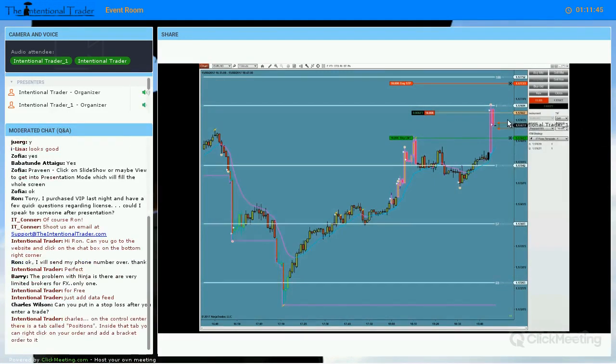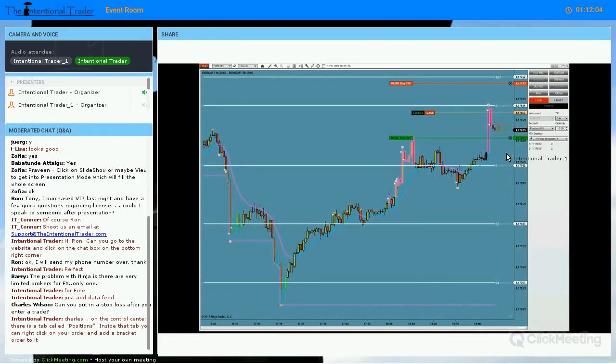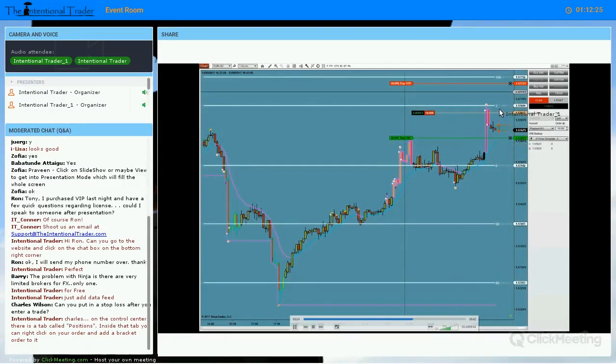Okay, so now we're in the trade. Okay, so now it's working. As you can see, since the volume is distributed, it's taking a bit longer for it to work out. That's fine. As long as it doesn't penetrate this level or break this level, there's nothing to really worry about. The worst thing is that it could move down.